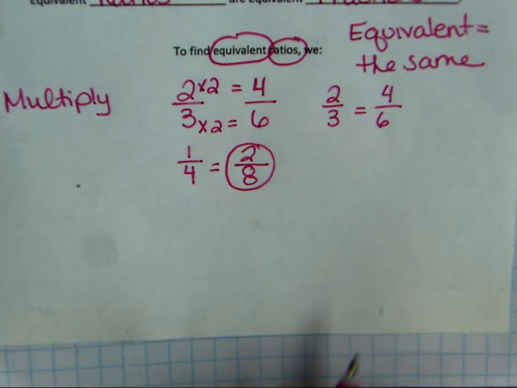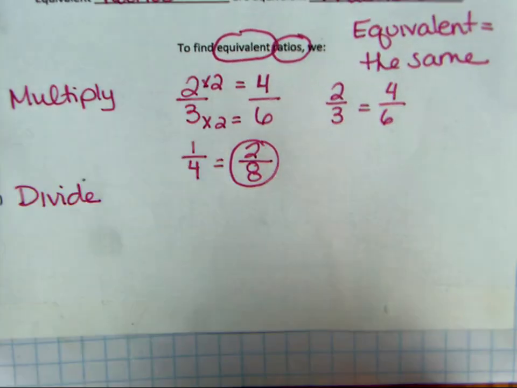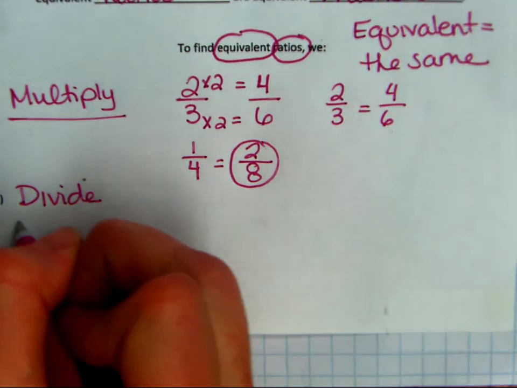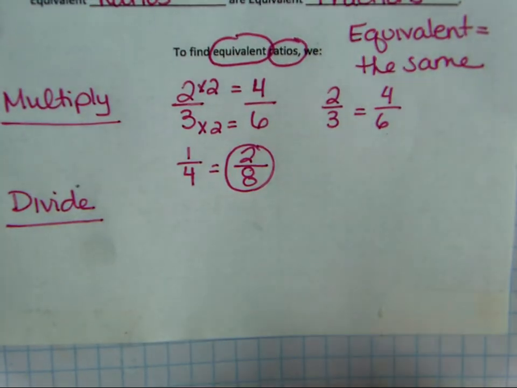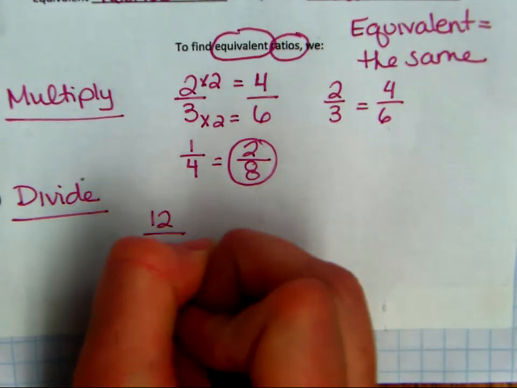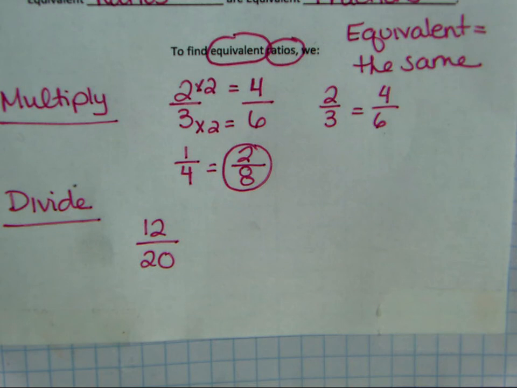Well done. Another thing that we can do is we can divide. So first thing we multiply, or we can divide. So let's say we get a bigger ratio, like let's do 12/20. And I want to find an equivalent ratio to this by dividing. What is a number that we can divide both the top and bottom by in order to get something equivalent? What could I divide 12 and 20 by to get an equivalent ratio? Jacqueline?